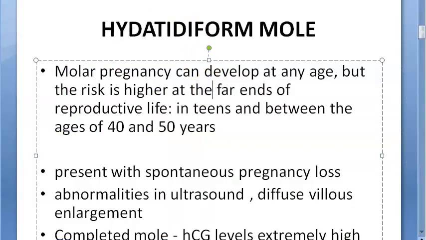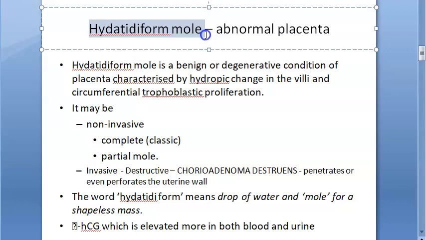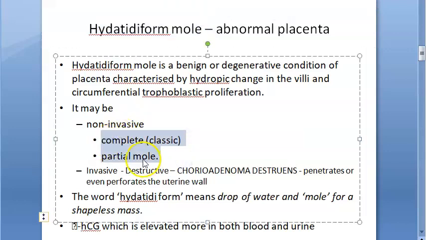So basically, the risk of this molar pregnancy happens if there is a teenage pregnancy, or at 40 to 50 years, or late pregnancy, basically, you should understand, okay? So in this hydatidiform mole, or vesicular mole or molar pregnancy, you can have two types, the complete or the partial. Okay, complete is where all the three layers of the trophoblast are affected, right? And partial mole is where only the syncytiotrophoblast is affected.